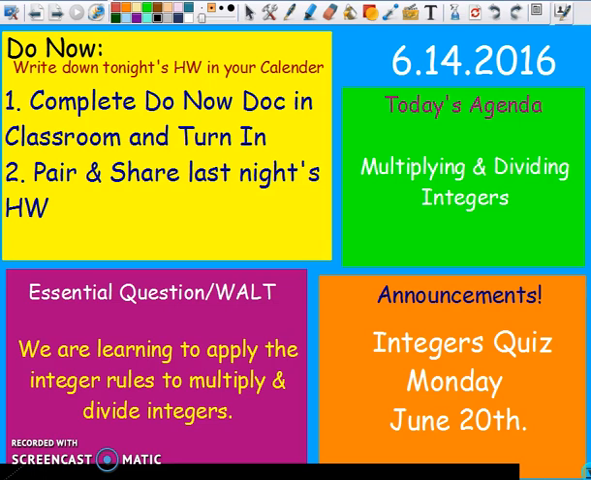Today we are multiplying and dividing integers. You should have by now completed the do now and turned it in, and paired and shared last night's homework with your group. You do have a quiz on Monday, June 20th.